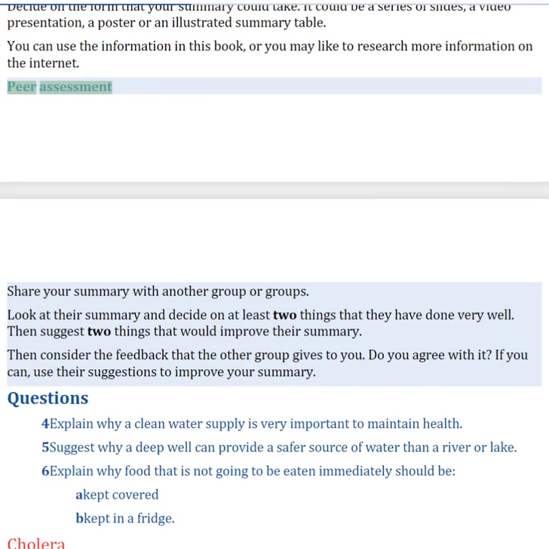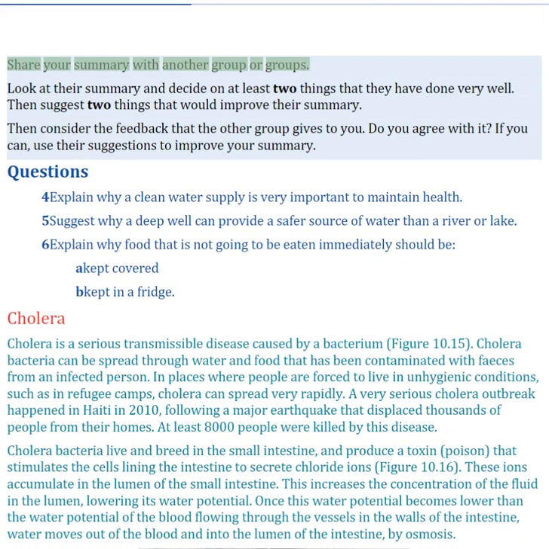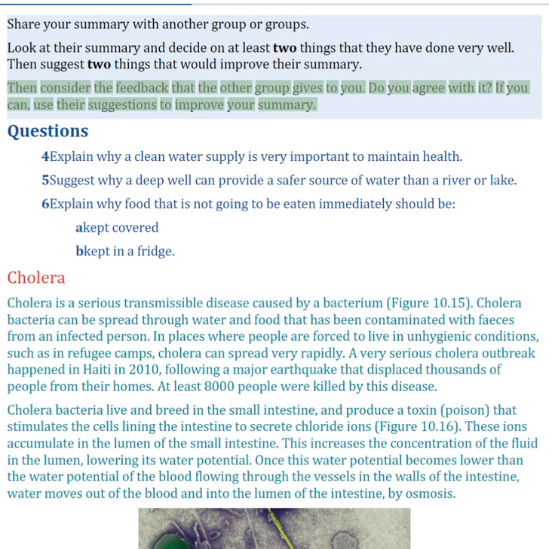Peer assessment. Share your summary with another group or groups. Look at their summary and decide on at least 2 things that they have done very well. Then suggest 2 things that would improve their summary. Then consider the feedback that the other group gives to you.